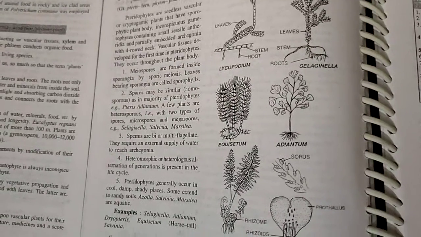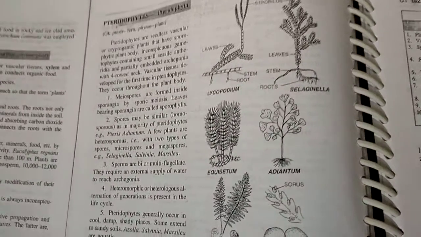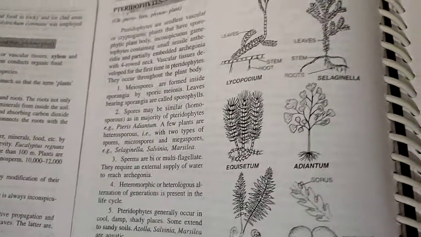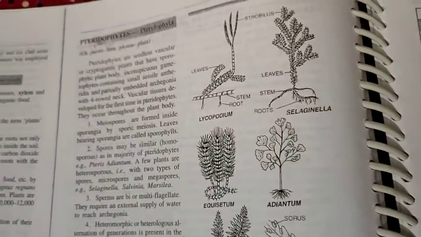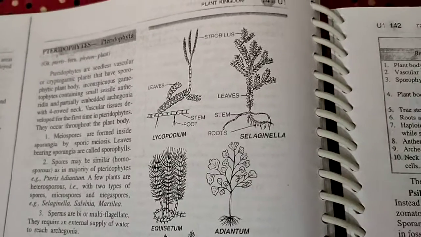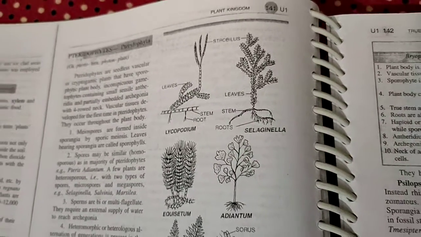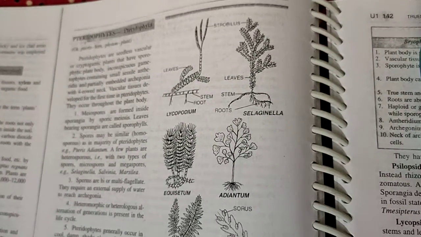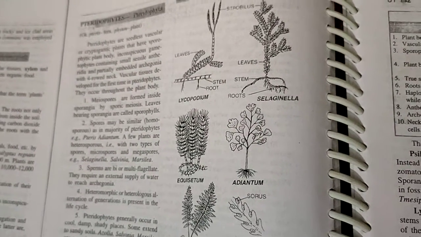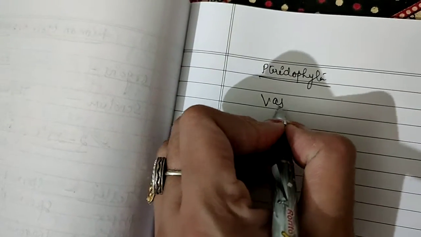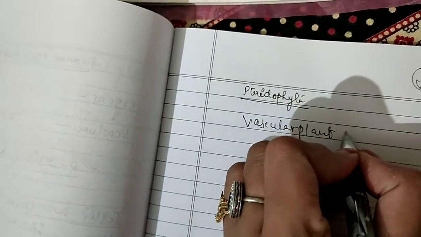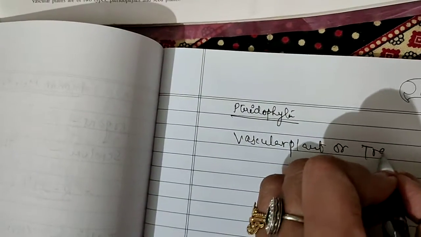Hello students, in this video I am going to tell you about the vascular plant, and the first member of the vascular plant is the pteridophyte. Pteridophyte and all the seeded plants are included in this vascular plant, which is also known as tracheophyta.